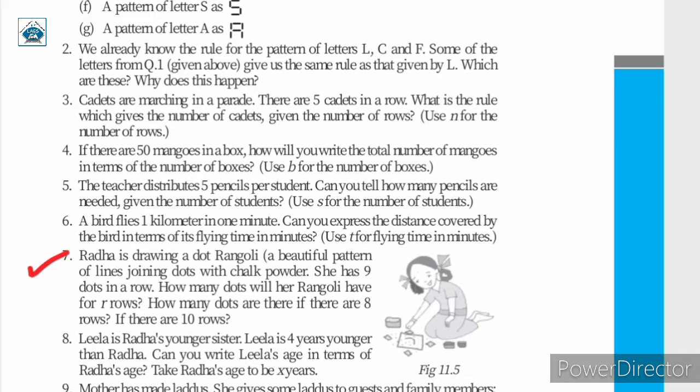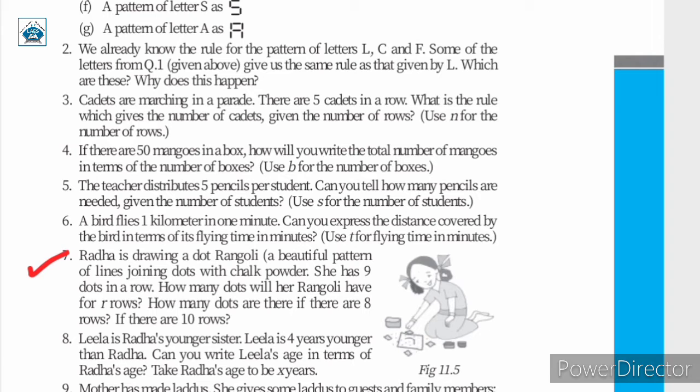Question number 7. Radha is drawing a dot rangoli, a beautiful pattern of lines joining dots with chalk powder. She has 9 dots in a row. How many dots will her rangoli have for r rows? How many dots are there if there are 8 rows? If there are 10 rows?